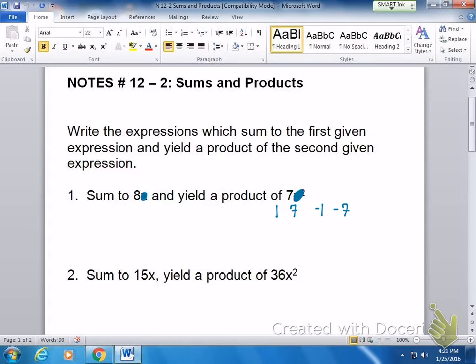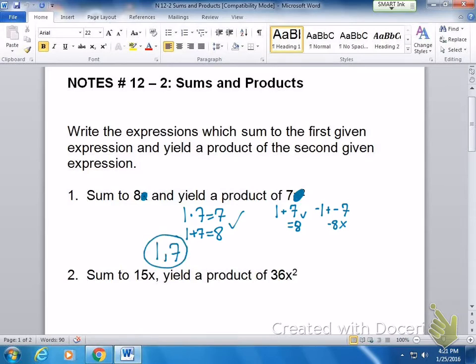Now, these are the 2 pairs of numbers that will give me the product of 7. I need to see which one will also give me a sum of 8. So I'm going to try to add them together. If I do 1 plus 7, I do get 8, which is what I wanted. If I do -1 plus -7, I get -8, which is not. So that means 1 and 7 will multiply together to give me 7, and 1 and 7 will add together to give me 8. So my answer is 1 and 7.